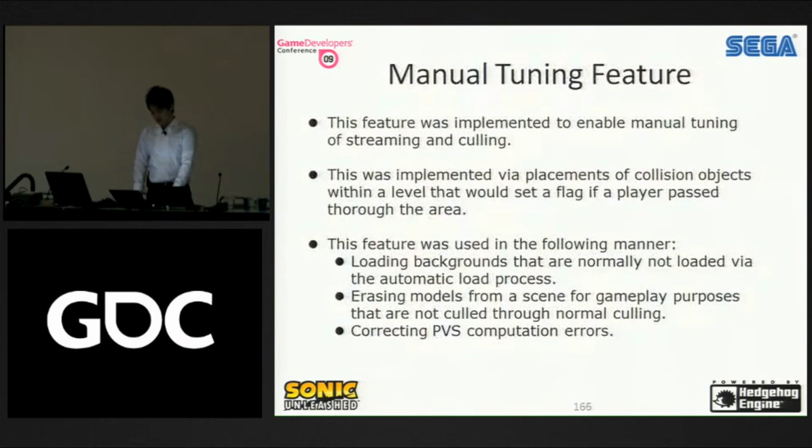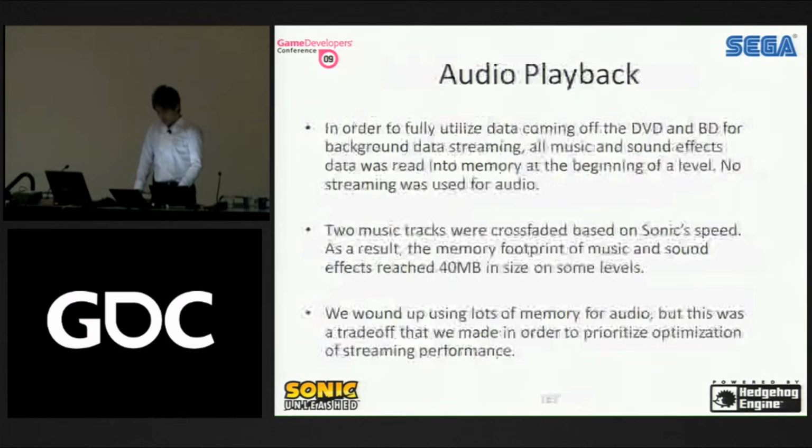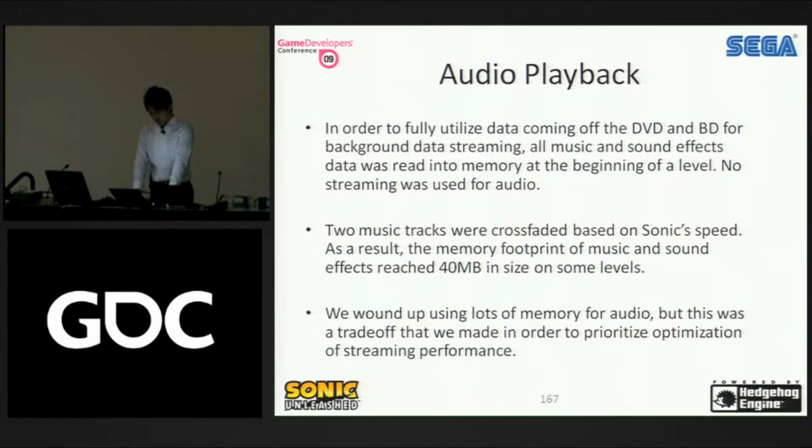Now let's talk about file packing. We had a huge number of files, so we'd like to consolidate them as well. We'd virtually consolidate them. And I'd like to talk about the manual tuning feature. This feature was implemented to enable manual tuning of streaming and culling. This was implemented via placement of collision objects with a level that would set a flag if a player passed through the area. Sometimes we have errors of PVS judgment, and then we had to deal with it.